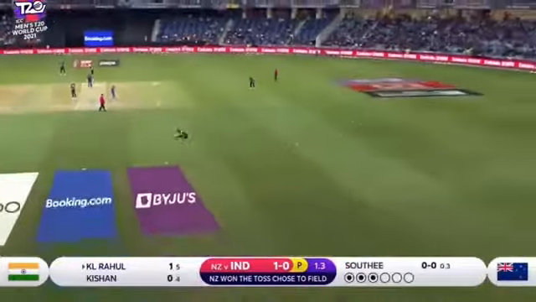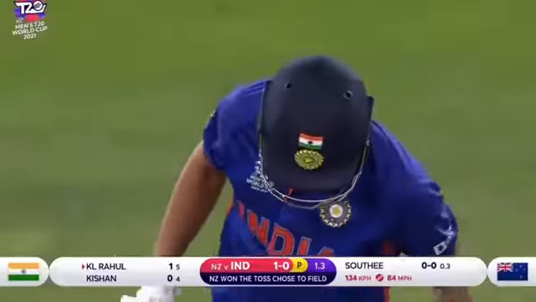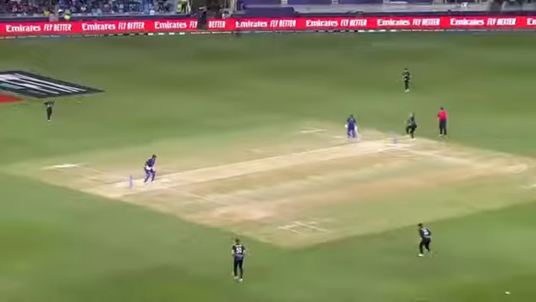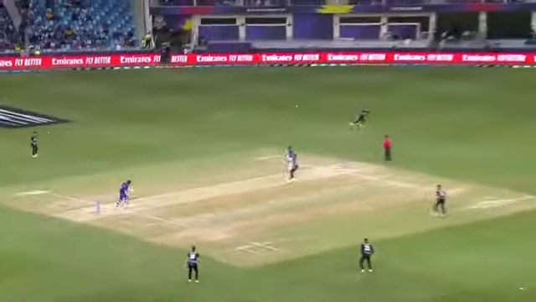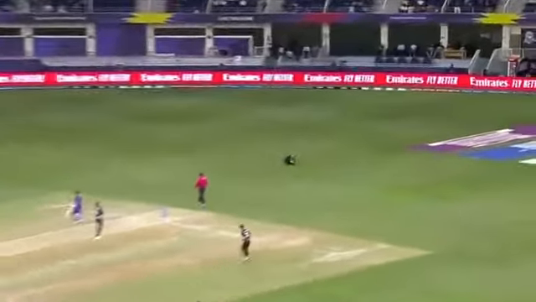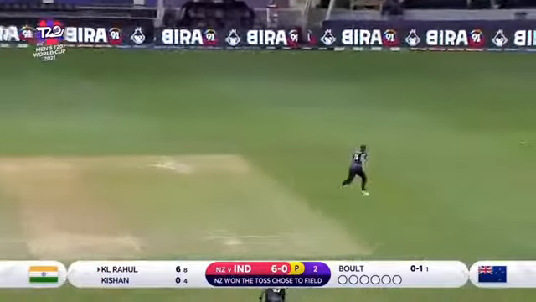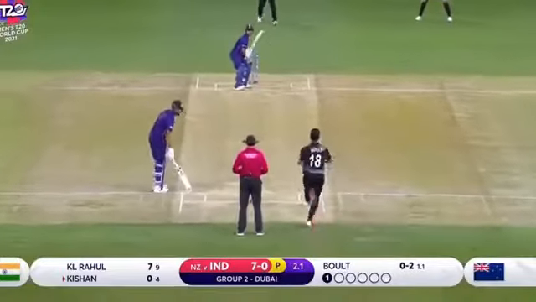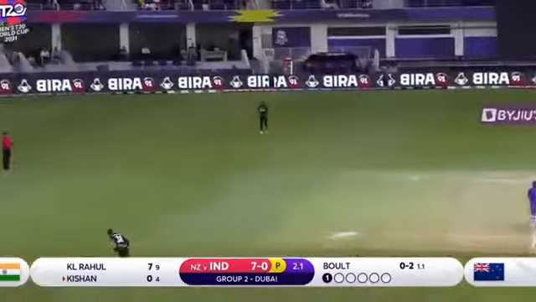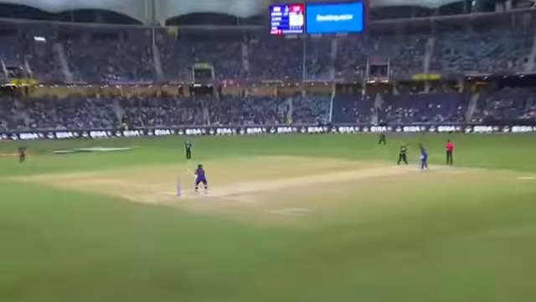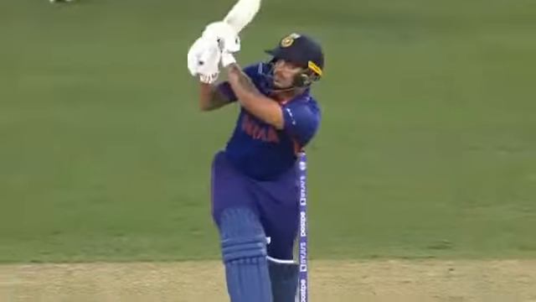Aerial over the top, just over the top of the man at mid-on. Mid-on standing in, imagine him. You just look at where Adam Milne is standing. And this is the fourth. The timing on this occasion. Swings that away leg side, not perfectly timed, but it'll be good enough to pick up a four. Ishan Kishan underway.